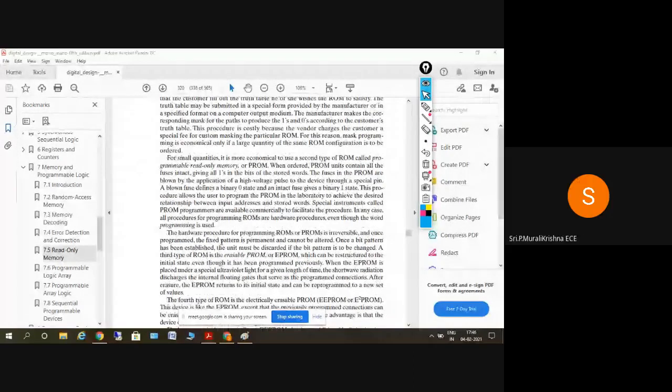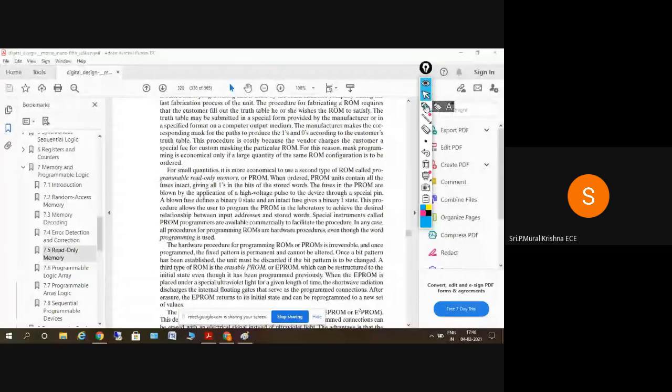Whatever we do with the PROM is permanent. Once it is programmed, we can't change it. If I blow the fuses, I can't make them one again. Once we are done with the implementation of the truth table for the initial application, I can't use it for another application. That is a drawback of the PROM.